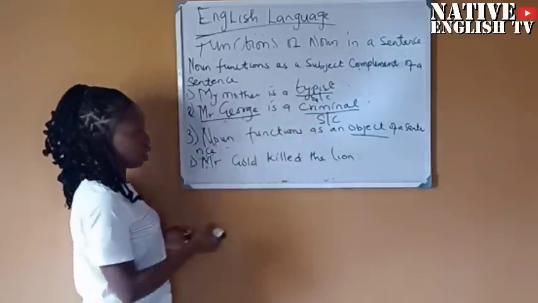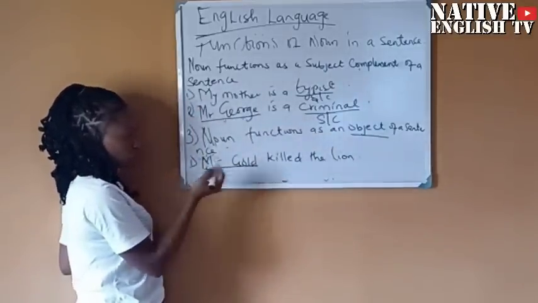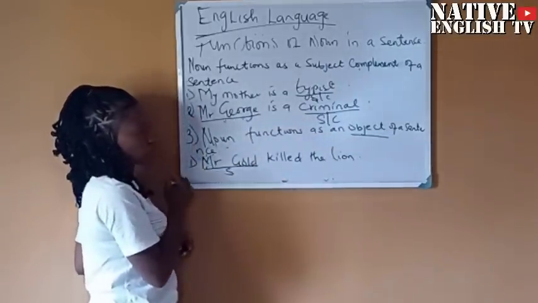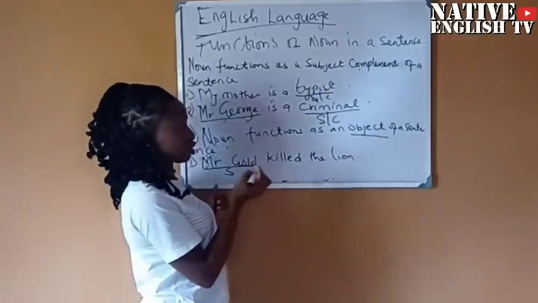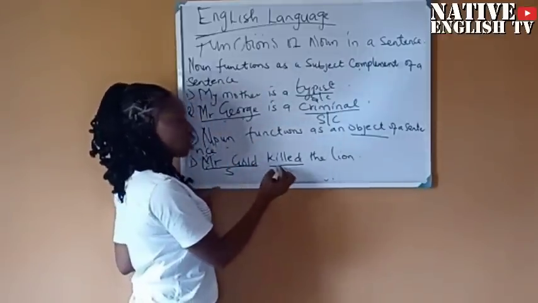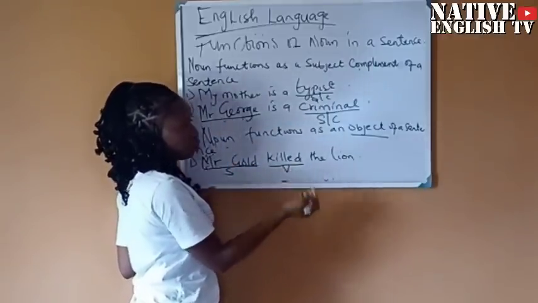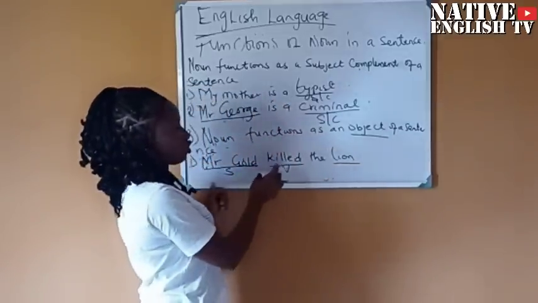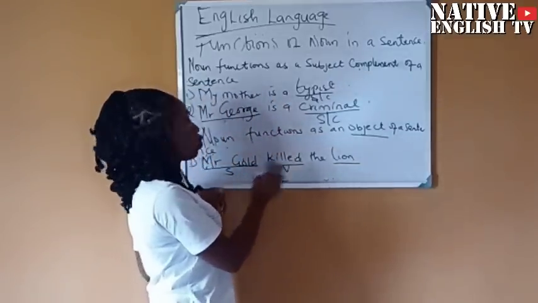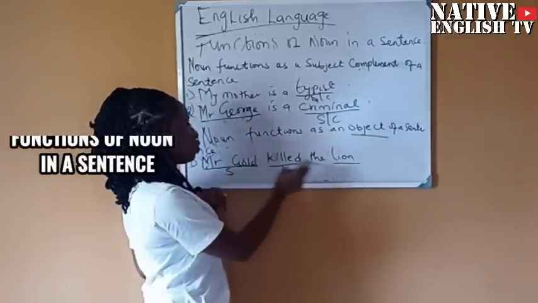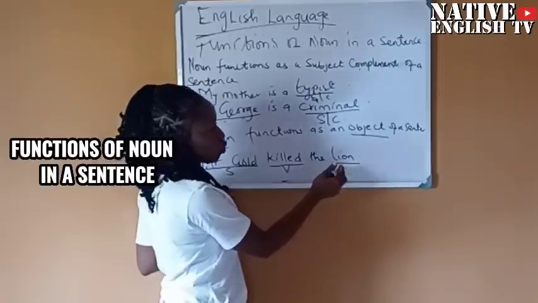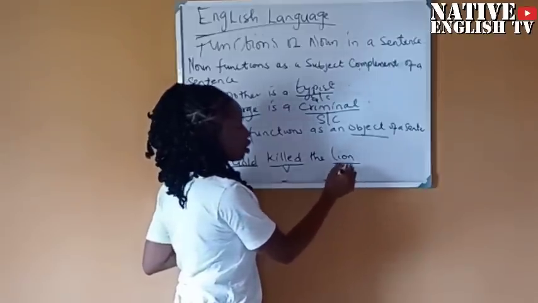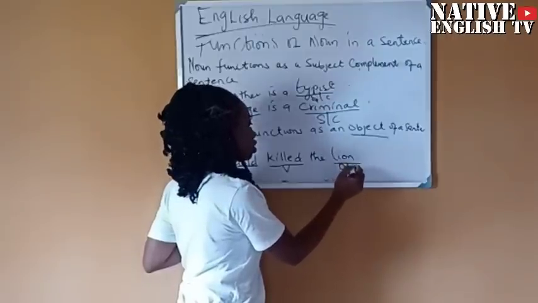Who killed the lion? Mr. Gold is the what? The subject. The action Mr. Gold performed is what? Kill. That is the verb. Lion is the one that received the action of what? Kill. So the lion is the object of the sentence.